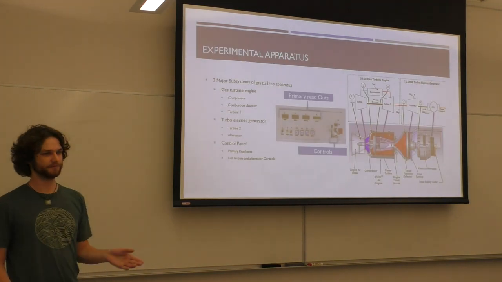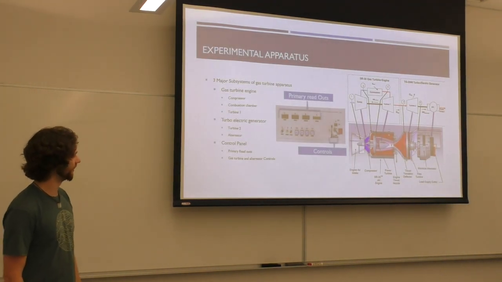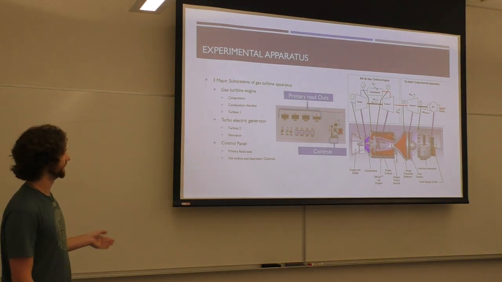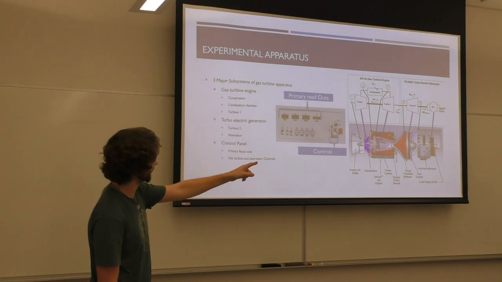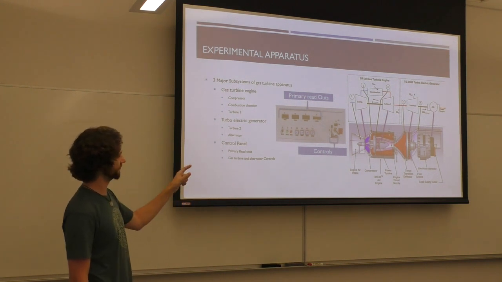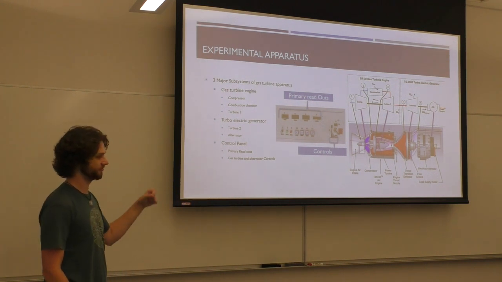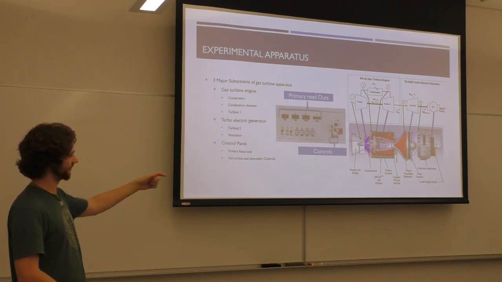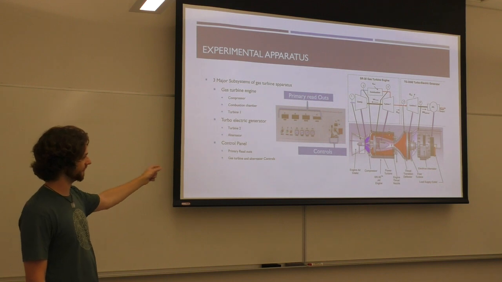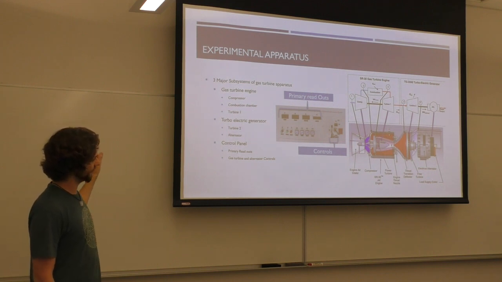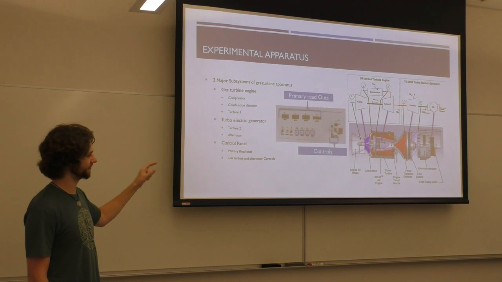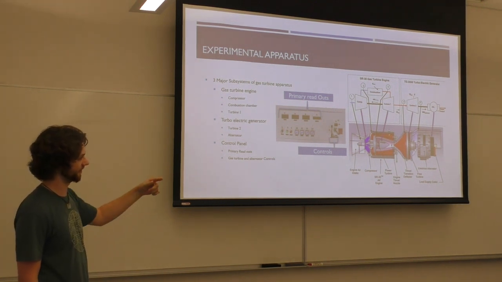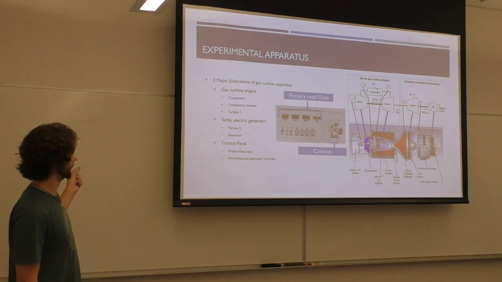And then an overview of the experimental apparatus for this experiment. There are 3 major subsystems here. We have the gas turbine engine, which is this first stage here, which is just the compressor, the combustion chamber, and then the first turbine, which spins and generates the work to run the compressor. And then that air is expelled to a second turbine, which is separate from the whole system, that spins an alternator and generates electricity, and then that air is exhausted. So there are 2 main systems there.